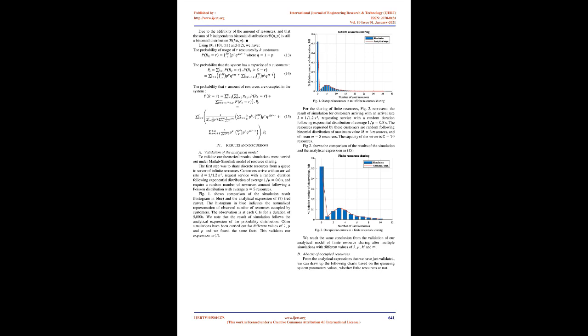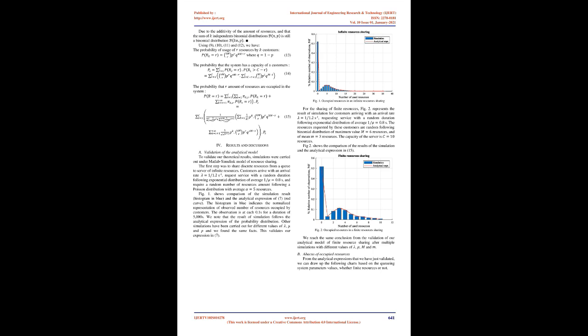Customers arrive with an arrival rate equals 1/1.2 s^-1, request service with a random duration following exponential distribution of average 1/equals 0.8 s, and require a random number of resources following a Poisson distribution with average equals 5 resources. Fig 1 shows comparison of the simulation result, histogram in blue, and the analytical expression of 7, red curve.